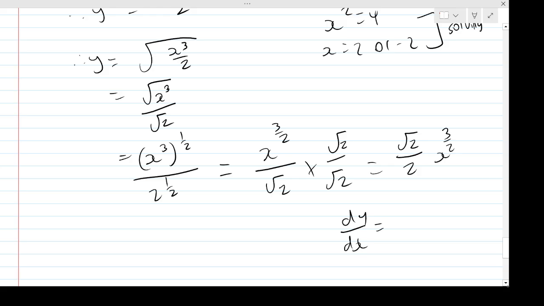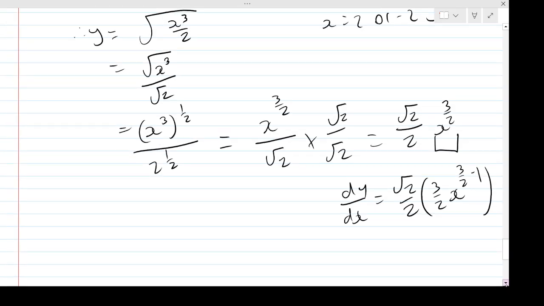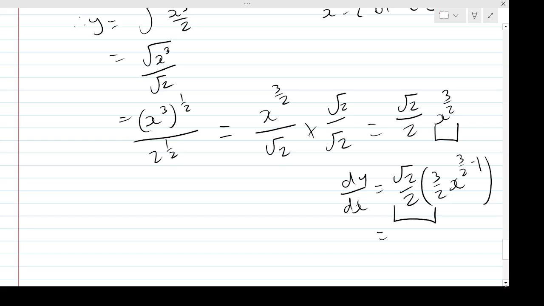So if we differentiate, again we leave the number in front, root 2 over 2, where it is. Then we differentiate the power part of x. So we're going to bring the 3 over 2 forward. Then x to the 3 over 2, knock 1 off the power. Then we can expand the bracket by doing root 2 over 2 times 3 over 2. That would be 3 root 2 over 4, times by x to the half. 3 over 2 minus 1 is a half there. And there we are. So that's my derivative.